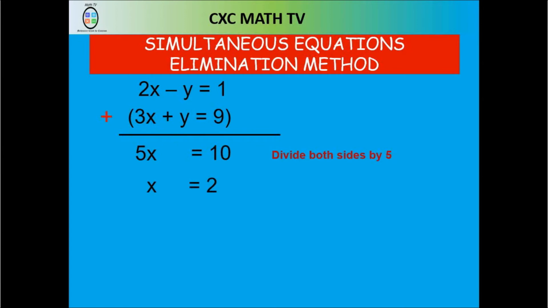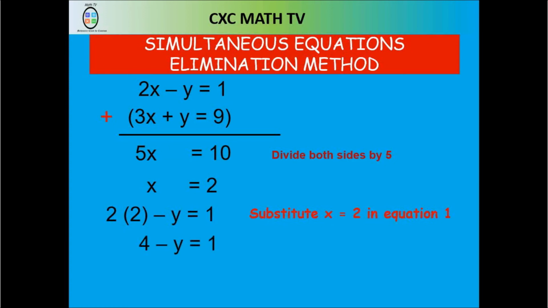Once we get x equal to 2, step 4 now is we can substitute that value for x into either of the equations. I'm going to substitute x equal to 2 into equation 1. So it's going to become 2 times 2 minus y equal to 1. And 2 times 2 is 4. And so it's 4 minus y equal to 1.